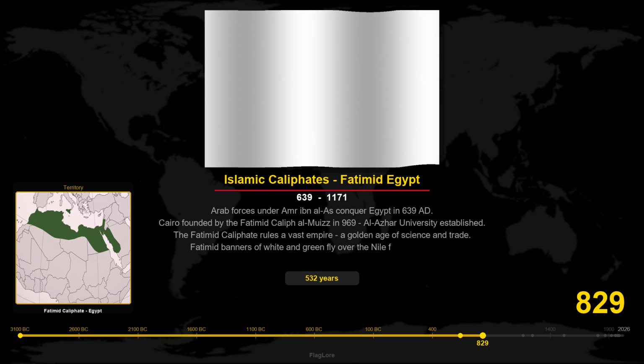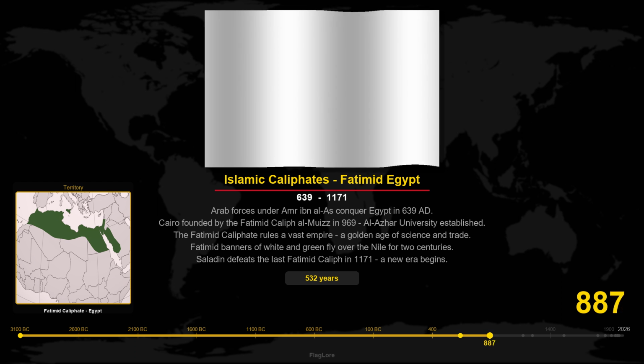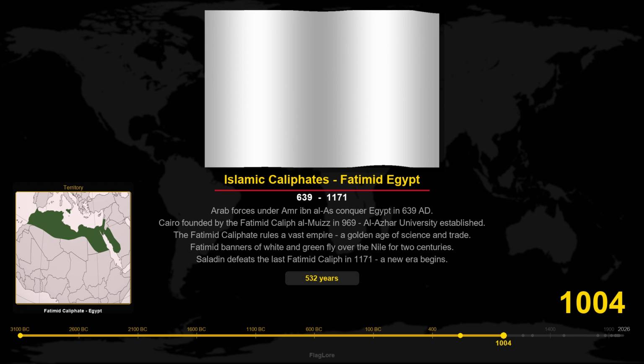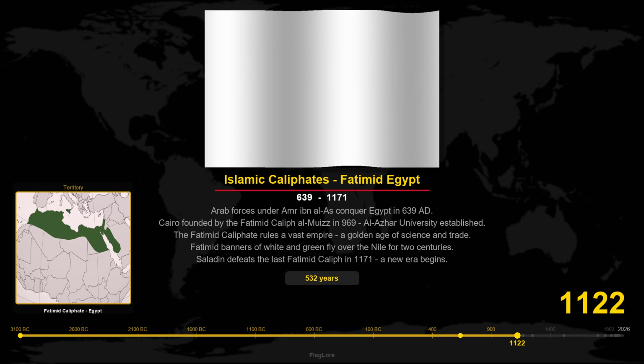The Fatimid Caliphate later established Cairo and founded Al-Azhar University. Their white and green banners flew over a vast empire, ushering in a brilliant golden age of trade and science.